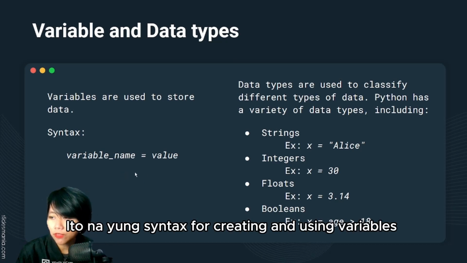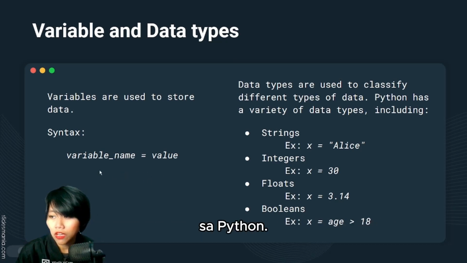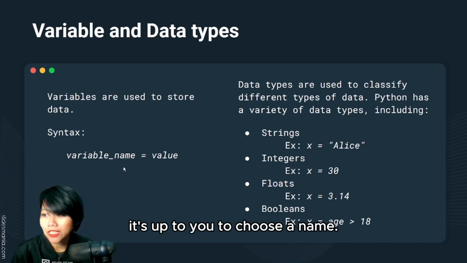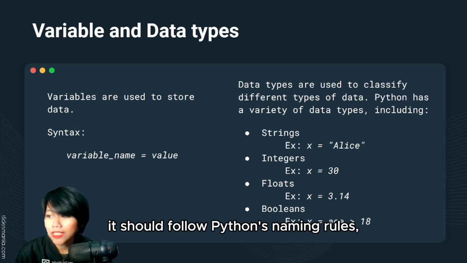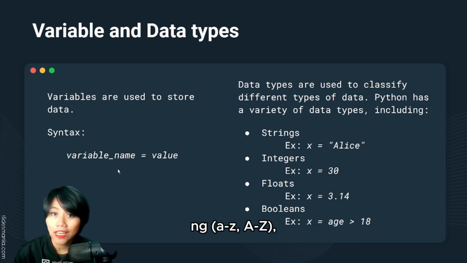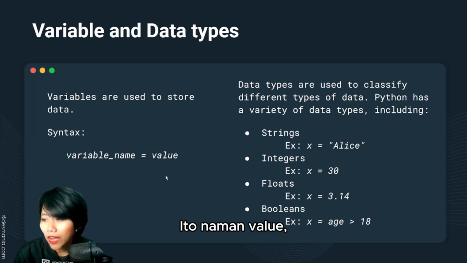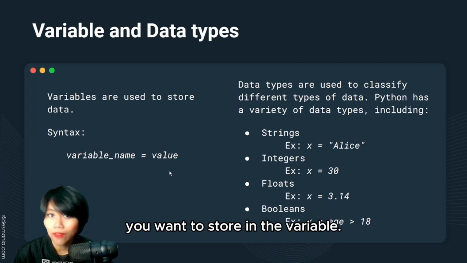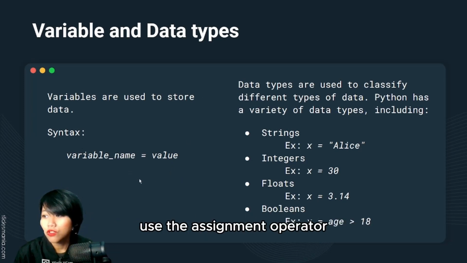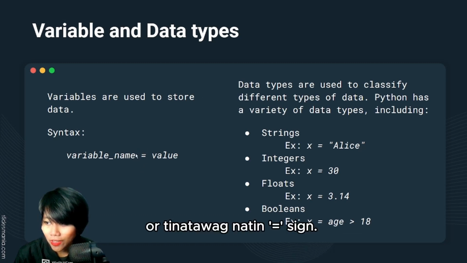Ito na yung syntax for creating and using variables sa Python. Variable_name equals value. Variable_name, this is the name you give to the variable. When naming variables, it's up to you to choose a name. Take note guys ha, you should follow Python's naming rules which include using letters, uppercase or lowercase, A to Z, 0 to 9 digits, and underscores. Ito naman value, this is the data you want to store in the variable. Ganun lang kasimple. To declare and assign a value to a variable, use the assignment operator or tinatawag natin equal sign.